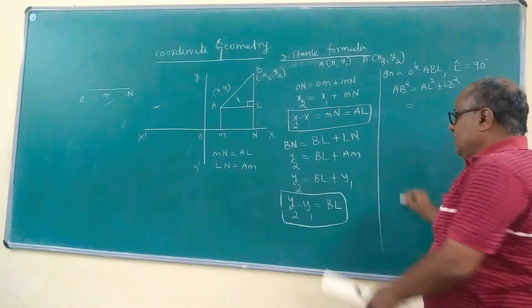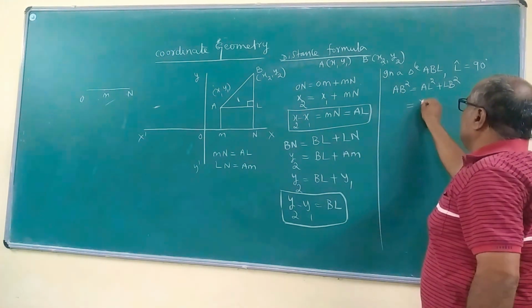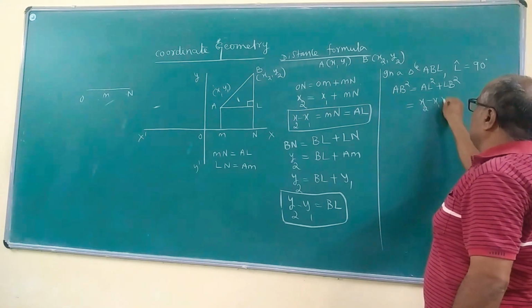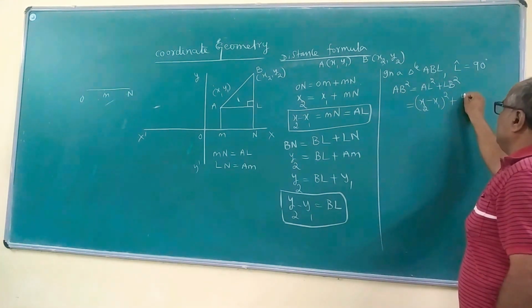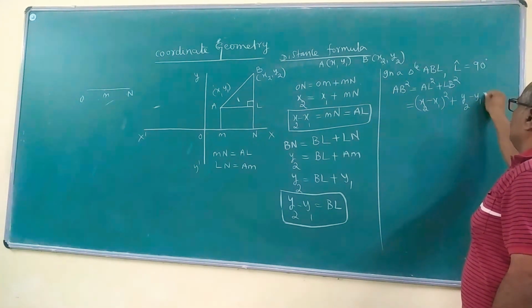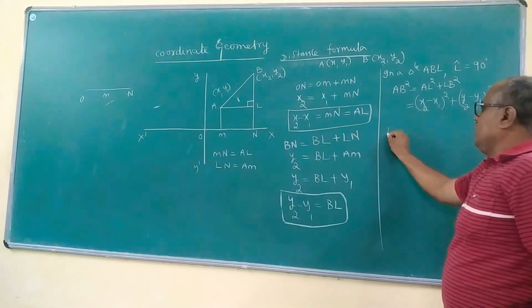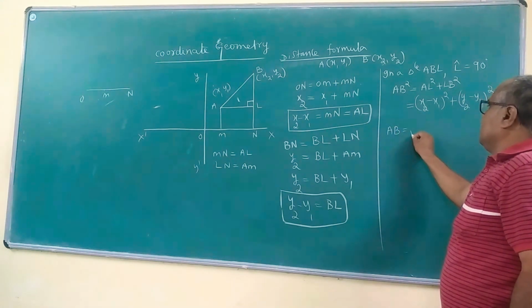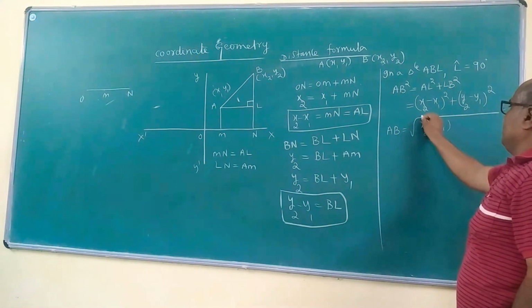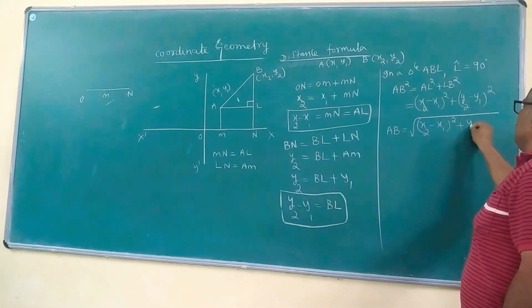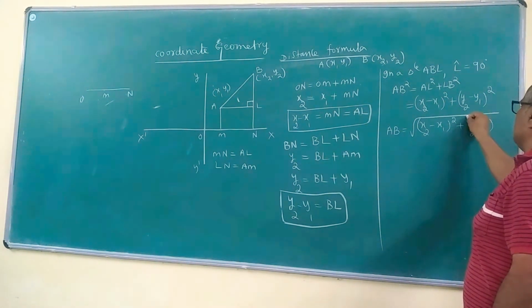You know AL. AL is nothing but x2 minus x1, whole square, plus LB or BL, y2 minus y1, whole square. You want AB: x2 minus x1 whole square plus y2 minus y1 whole square.